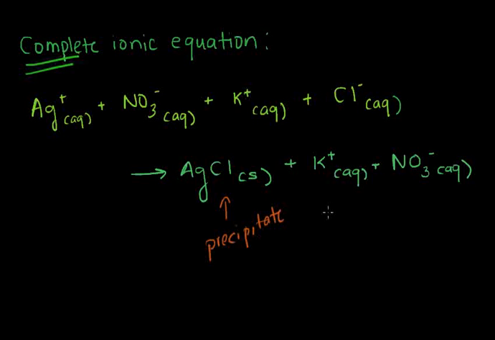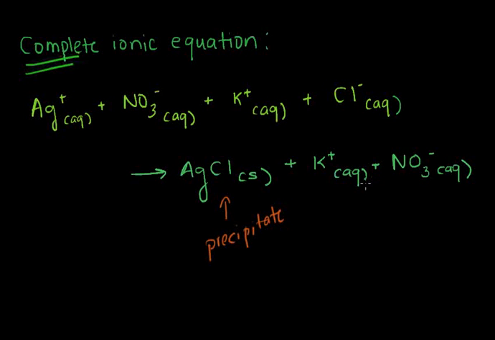But there's one interesting thing we should note here. Let's look at both sides of the equations. We know that the silver ions end up in silver chloride. We know that the chloride ions end up in silver chloride. But what about these nitrate ions and these potassium ions? Well, we see that they're in exactly the same state on the left-hand side of the equation as they are on the right. They don't do anything. They don't even participate in the reaction.